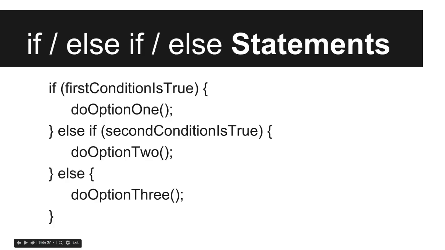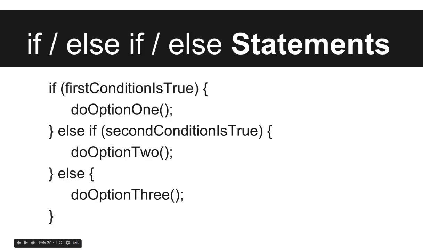So if your first condition is true, we do whatever option 1 is. Else if, we check to see if our second condition is true. This is our else, right? So the else attaches to that first if statement. So if the first condition is false, we go to the else. And then under that else, we just check another if. If our second condition is true, we do option 2. And if neither of those are true, we do option 3.